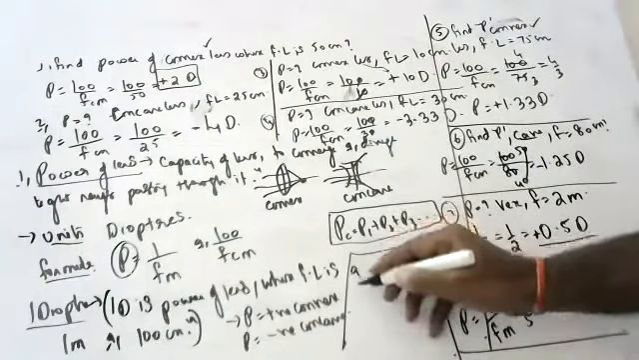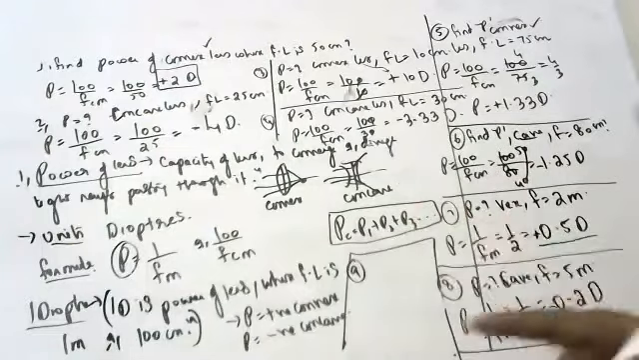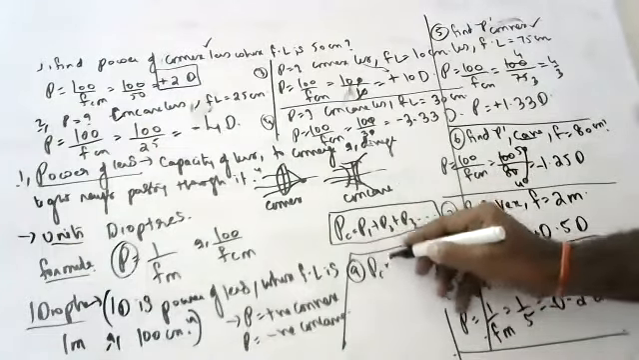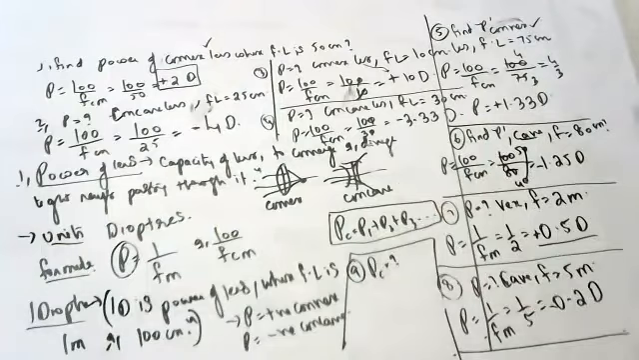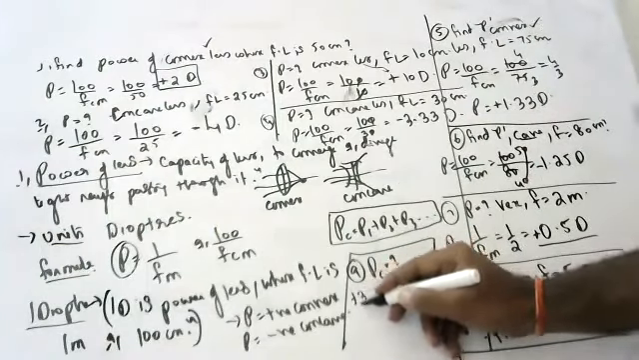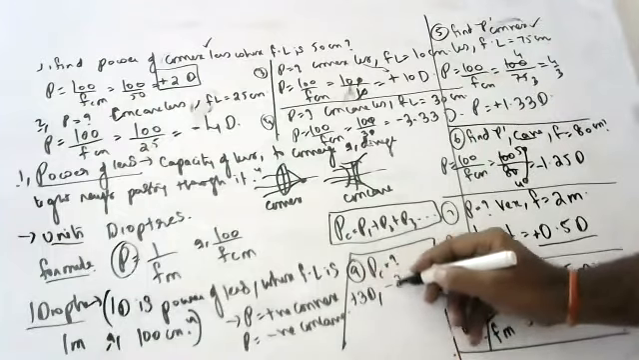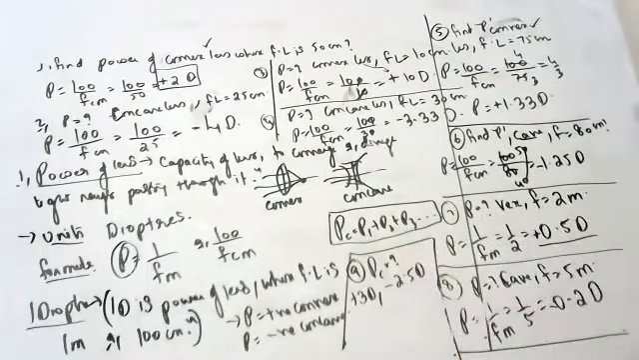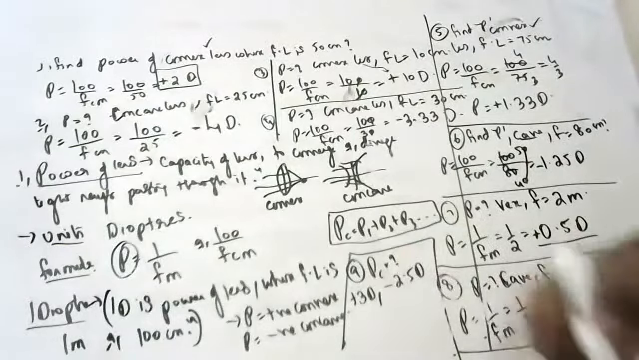Next. Find the power of a combination if plus 3 diopters and minus 2.5 diopters lenses are kept in contact.